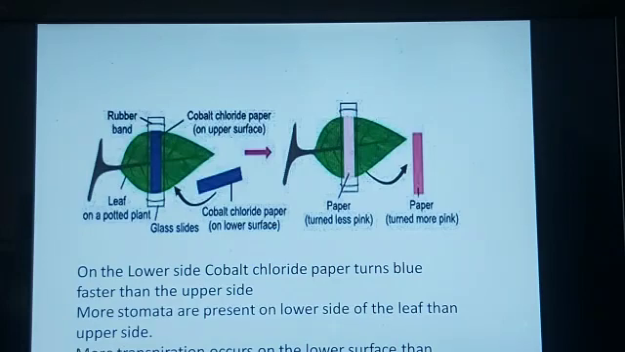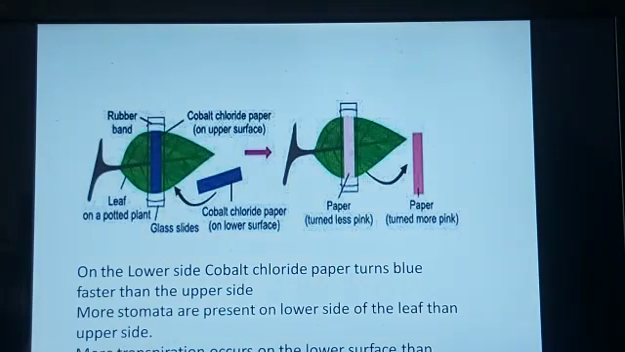This takes place because more stomata are present on the lower surface of the leaf than the upper surface. Since more stomata are present on the lower surface, more transpiration occurs, due to which the cobalt chloride paper turns from blue to pink faster. Whereas on the upper surface, since fewer stomata are present, the cobalt chloride paper takes a longer time to change from blue to pink.